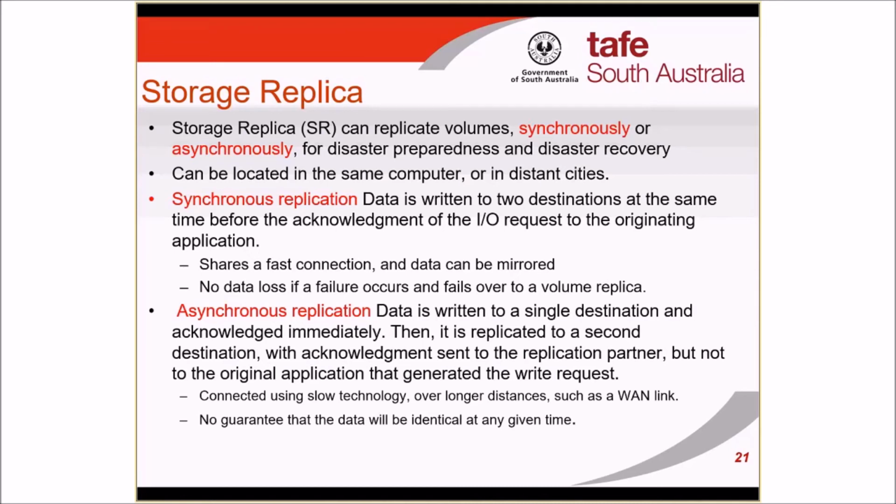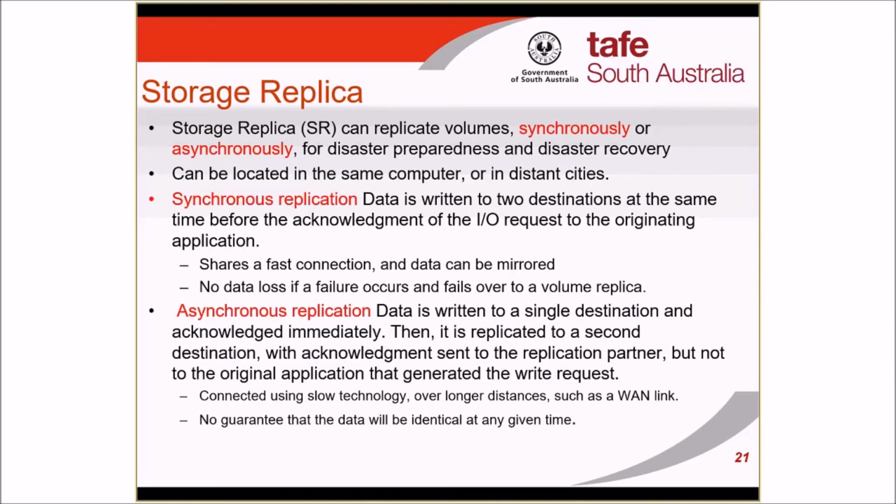And you know what? That's going to be really slow if that connection is slow. Because if you do synchronous replication, data is written to two destinations at the same time before the acknowledgement of the IO request to the originating application. So basically, this means that you won't be able to do the next thing unless it confirms that both destinations have written it successfully. What does that mean? That means if I'm really fast here in Adelaide because it's local, but it's really slow to Mount Gambier, I have to wait around until it gets done at both locations. So that's not so good for slow connections.